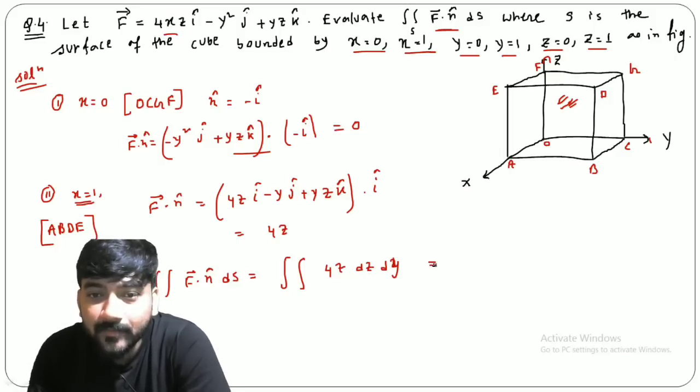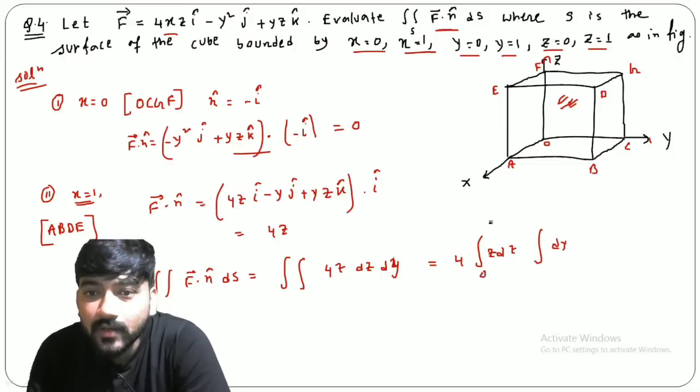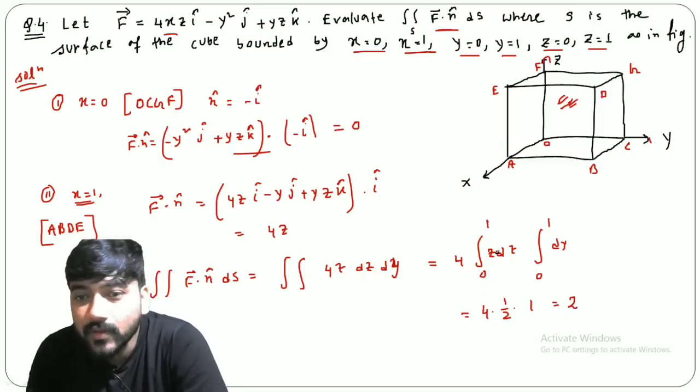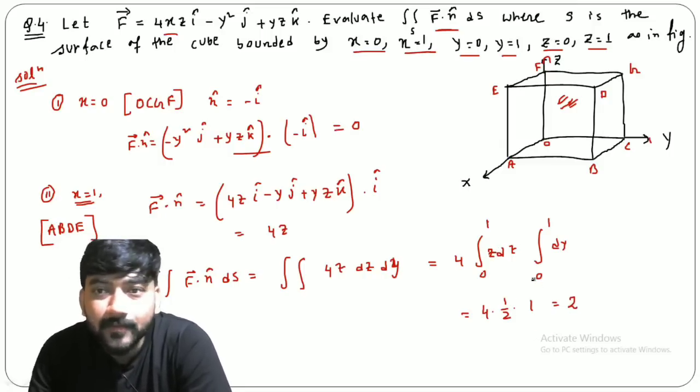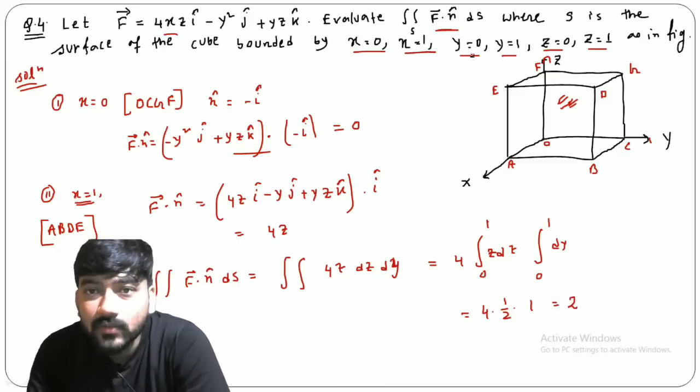So it will be just 4 into the integral of z dz and then the integral of dy. Now z will vary from 0 to 1, and y will also vary from 0 to 1. So it will be 4 into z² by 2, that means half into 1. So it will be just 2, 4 into half into 1. Similarly we have to do the other two integrations, one for y = 0 and another for y = 1. So let me do for y = 0.